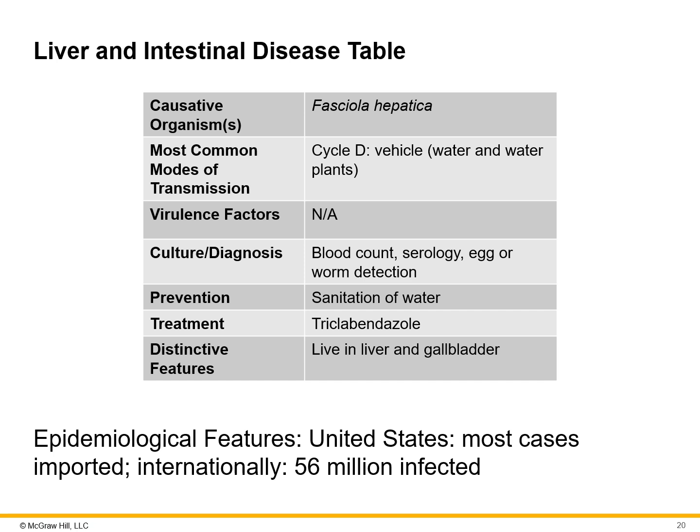So then our summary table here, again, Fasciola hepatica. It does have that D life cycle. It's a little more complex. But again, proper sanitation of water, avoiding those watercress, treatment with an anti-helminth. But again, it can live in the liver, in the gallbladder.